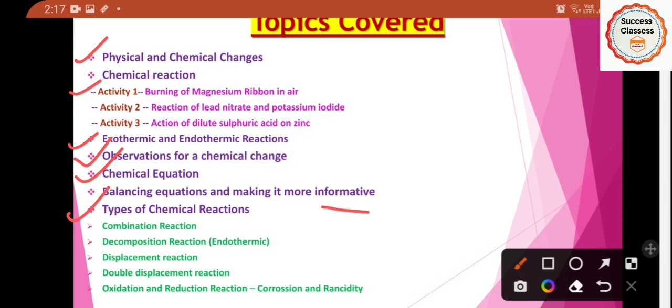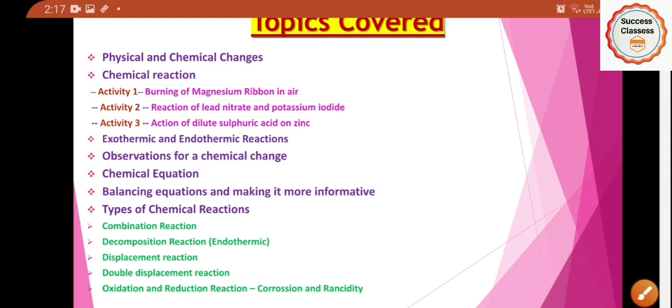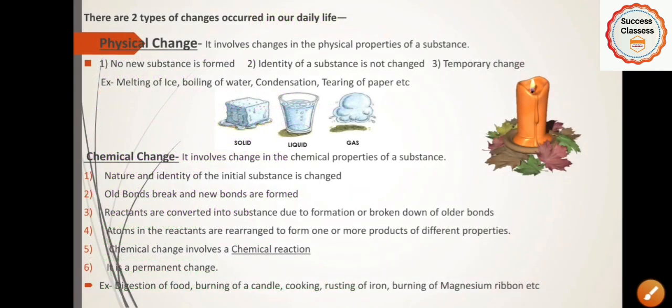The various types of chemical reactions are combination reaction, decomposition reaction, displacement reaction, double displacement reaction, and oxidation and reduction reactions. And then we will study corrosion and rancidity. So, let's start the topics one by one.